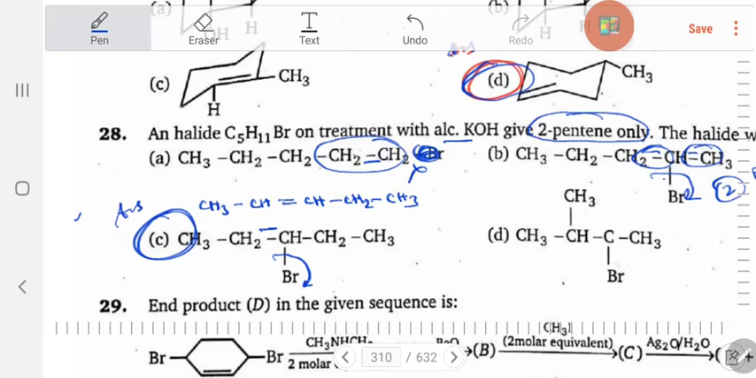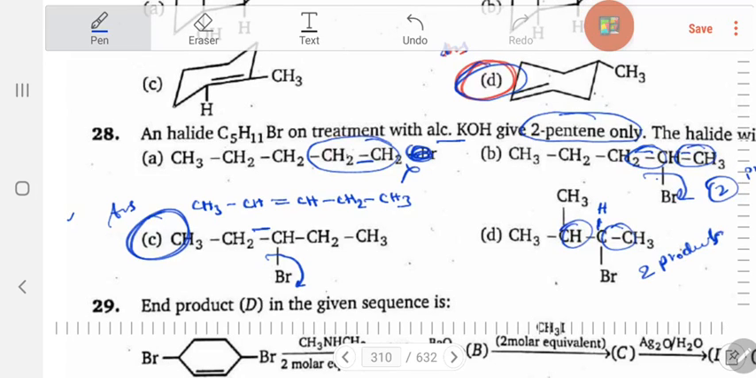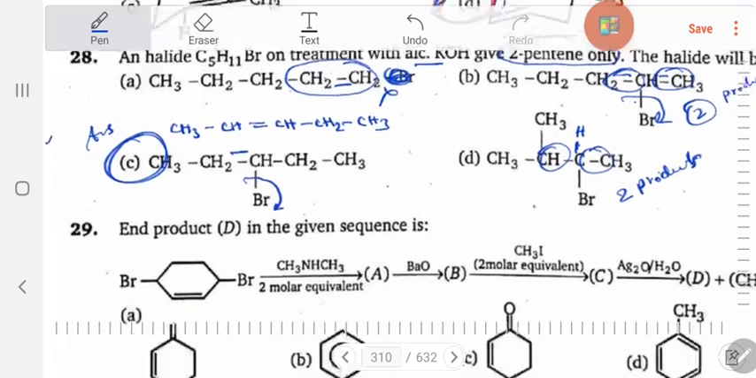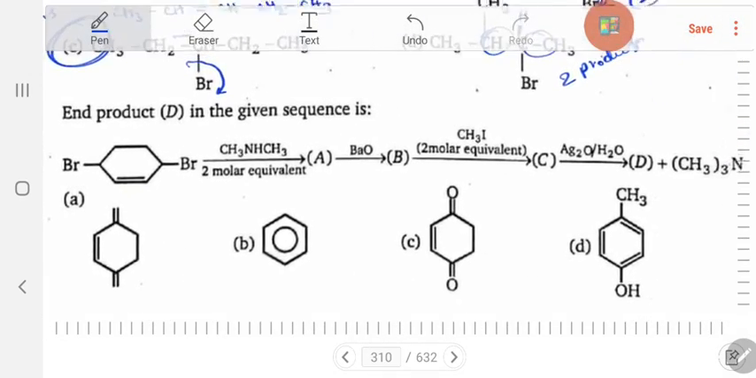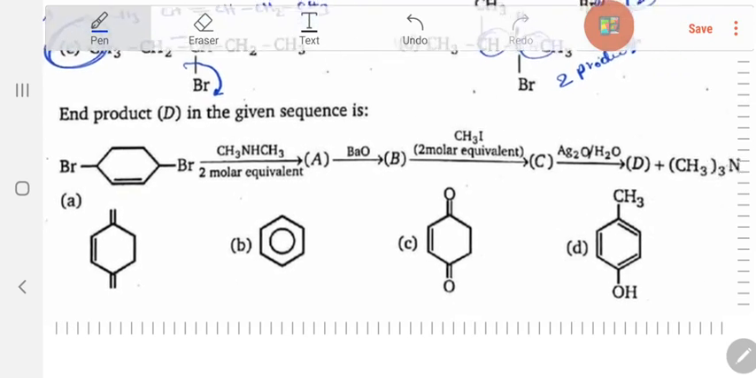Now if it is D, there are different possibilities. You may get a double bond here or here. So Saytzeff product, Hofmann product, two products are possible. So the correct answer is only C. Now coming to question number 29. Question number 29 is again the Hofmann exhaustive methylation reaction.